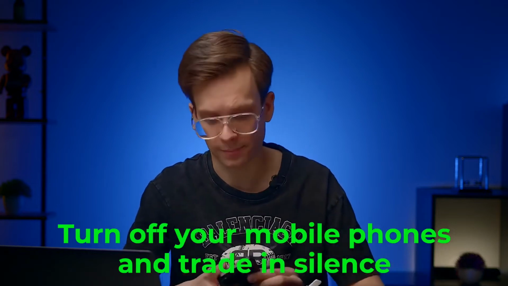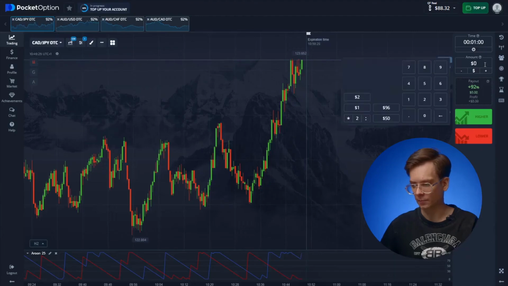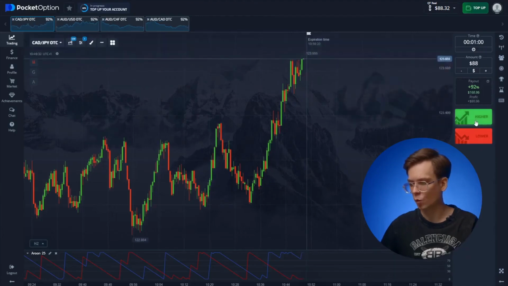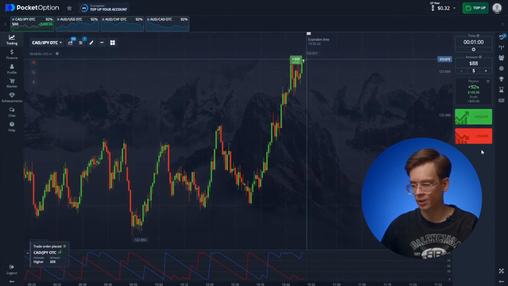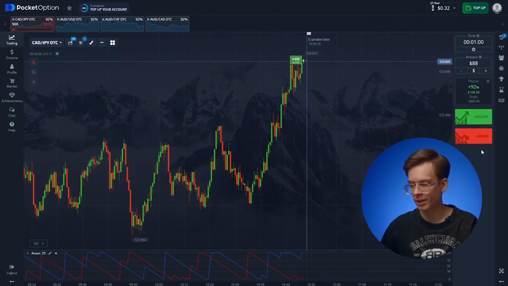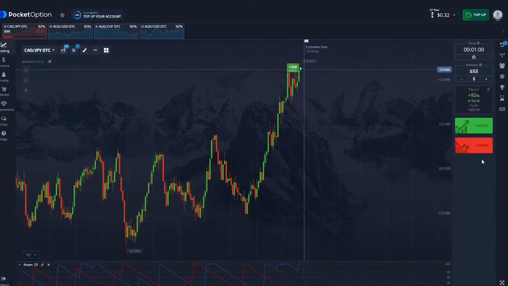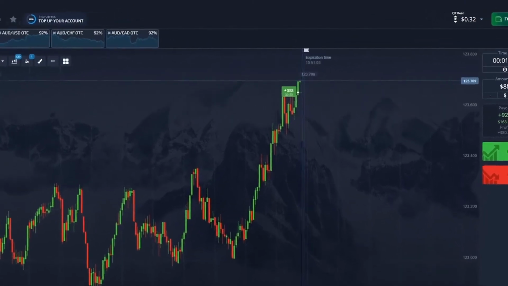Okay, back to the session. Again, Canadian and yen. Adjusting the amount and going long. Aroon clearly shows a strong bullish influence and weak bearish influence.